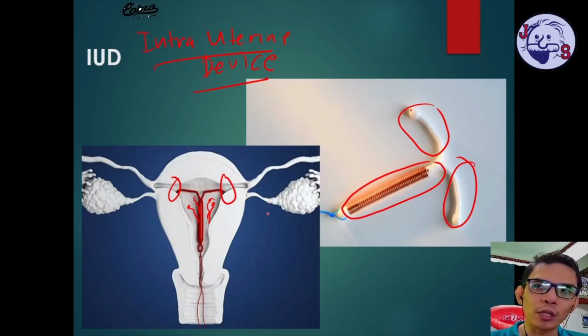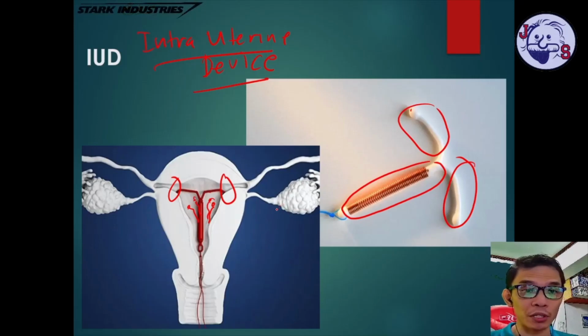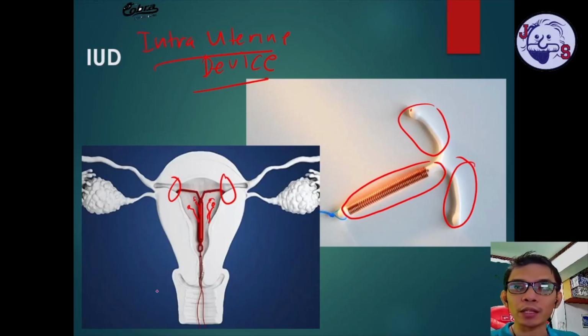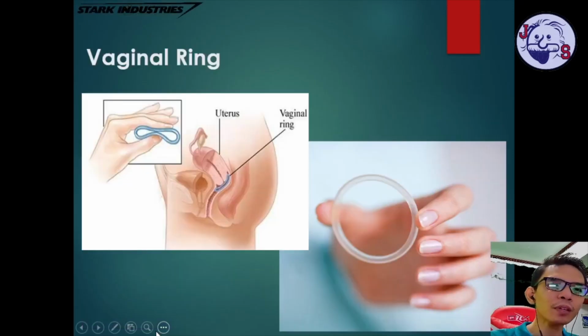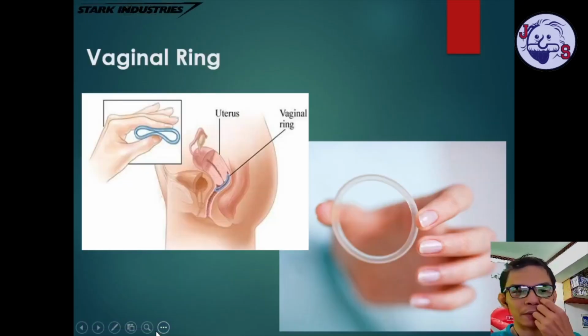Now, what is the percentage of preventing pregnancy here? It's around 99%, and the percentage of preventing sexually transmitted infection is 0. So with the use of the intrauterine device, you are not guaranteed protection from sexually transmitted disease.